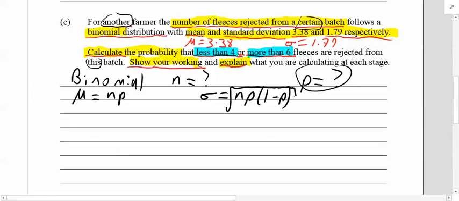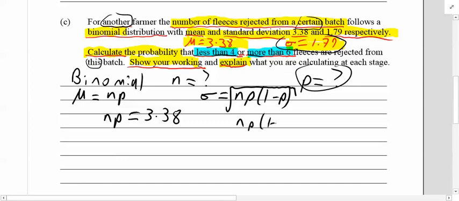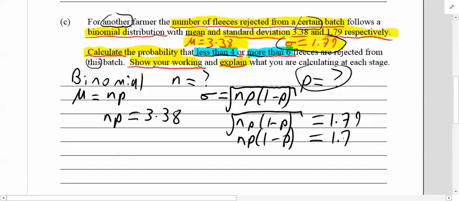Well, we know the mean is 3.38, so we're going to whack that in. So NP equals 3.38. And over here, I'm going to sub in the standard deviation part into this formula. So the square root of NP(1 minus P) equals 1.79, which of course means that if I get rid of the veranda, if I take the square of both sides, NP(1 minus P) equals 1.79 squared.